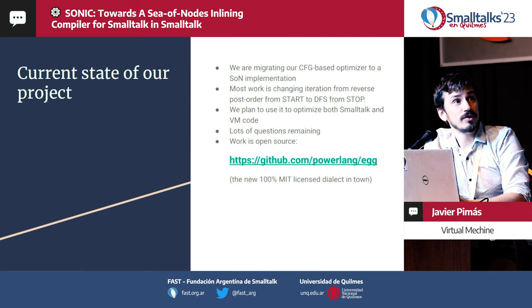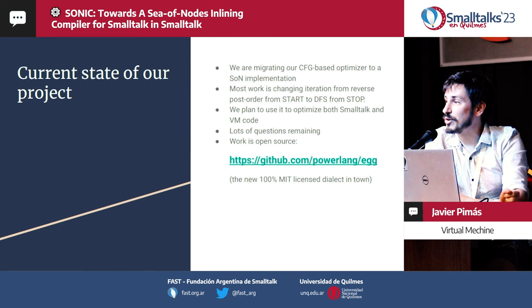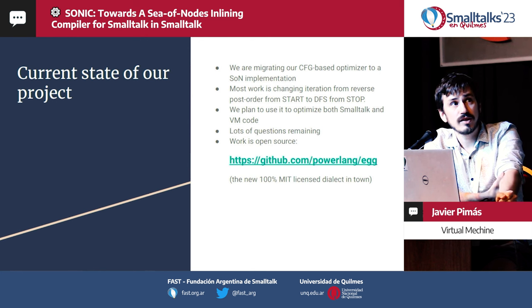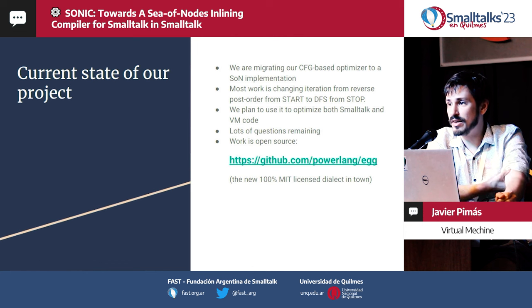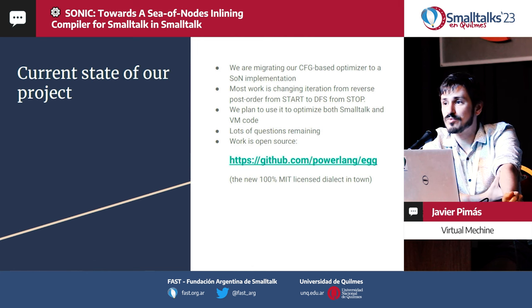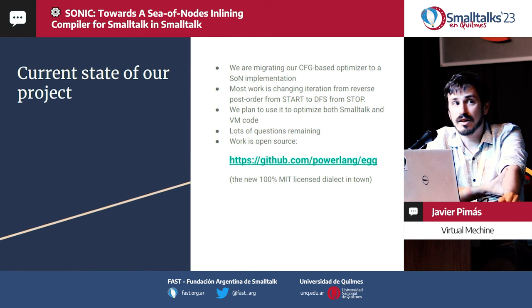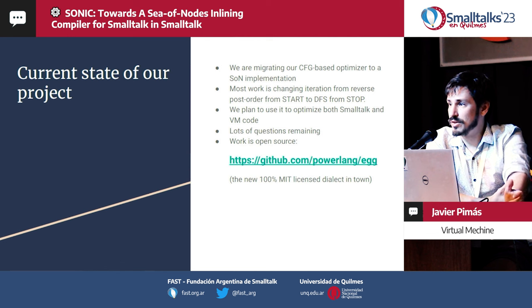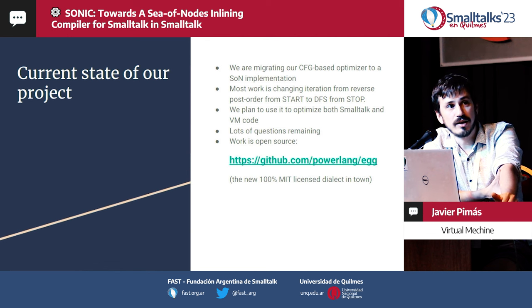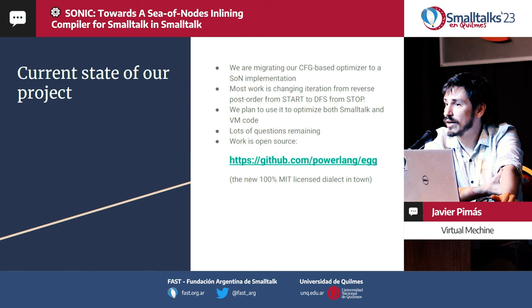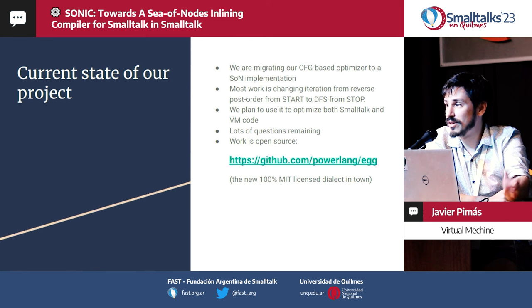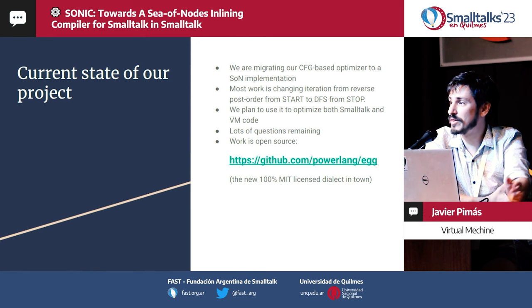So we are migrating our compiler to that. Basically, we have to change all the iteration in the compiler and use it for different targets. This work is open source. We have this repo called powerlang-egg. Here we have this new kid in town, a new dialect, which is fully open source. You can find there the code of the Smalltalk and also the code of this compiler.